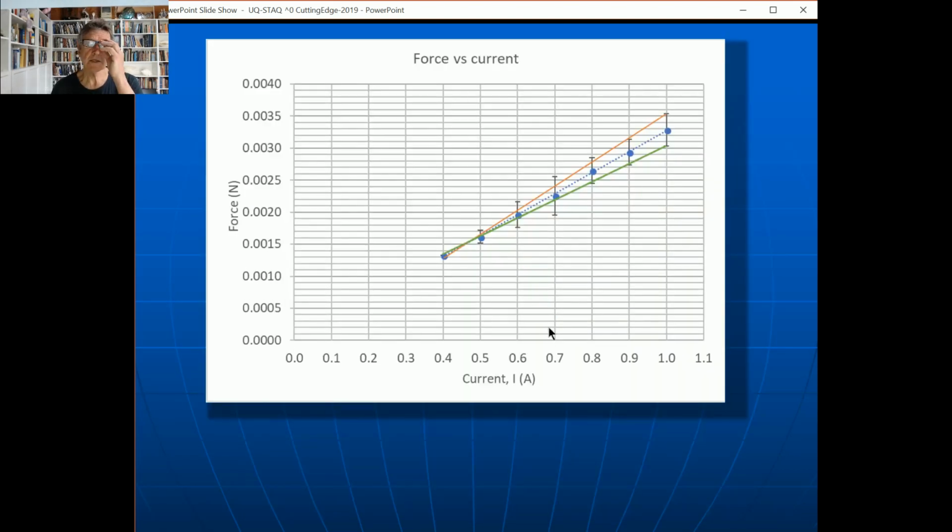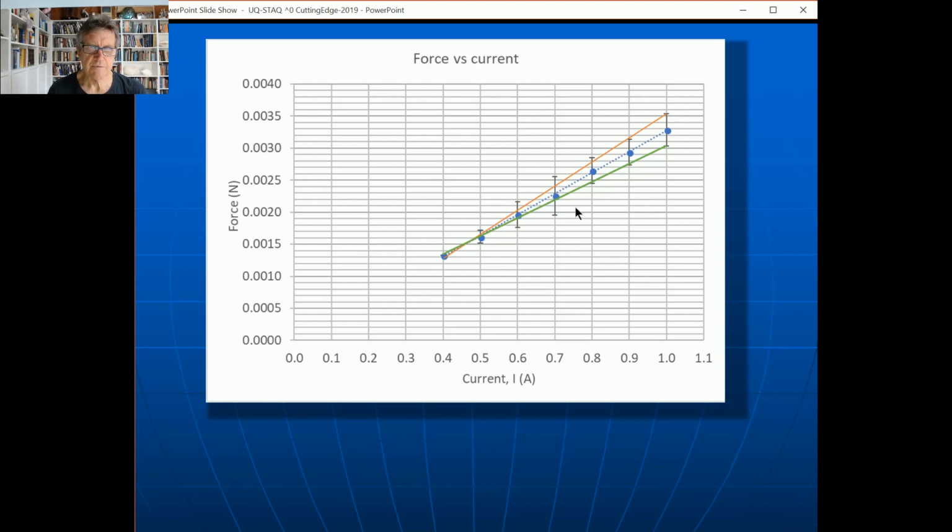And here's a little bit of graphical analysis. Now look, as I said, I made the error bars pretty big so that I could talk about it, but you can see here I've drawn the maximum gradient in orange, and the minimum gradient in green, and I've got the dotted line as the average, or the linear trend line.